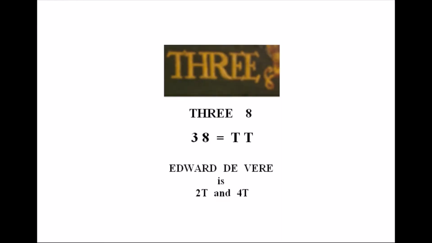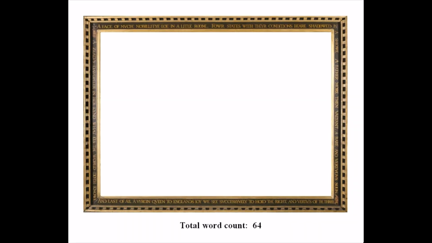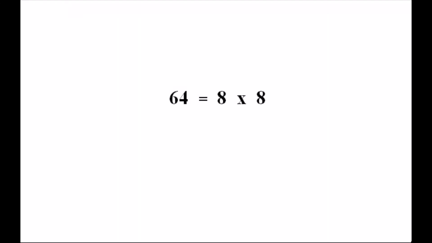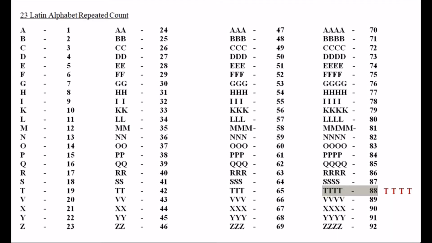So if 3-8 or 38 is equal to 2 T's using gematria, could the poem around the frame have been written by Edward de Vere, with this last word or number as a clue? To this point, I'd like to add that the poem is composed of 64 words. 64 is the product of 8 times 8, and using the repeated count, 8-8 or 88 is equal to 4 T's.